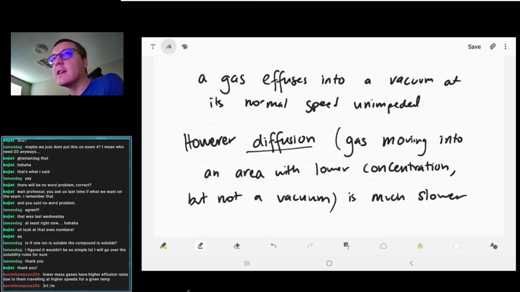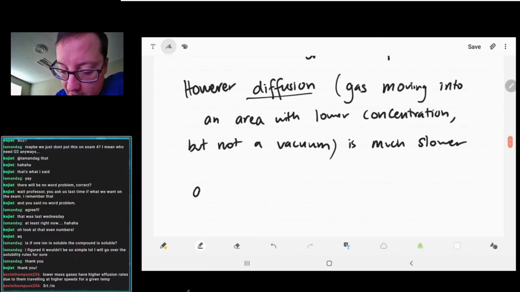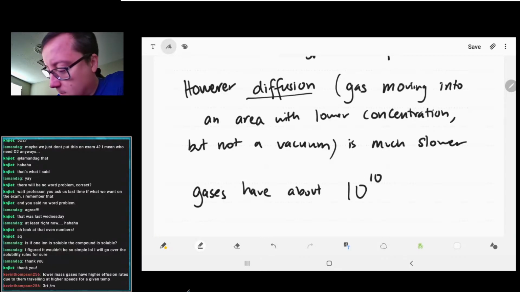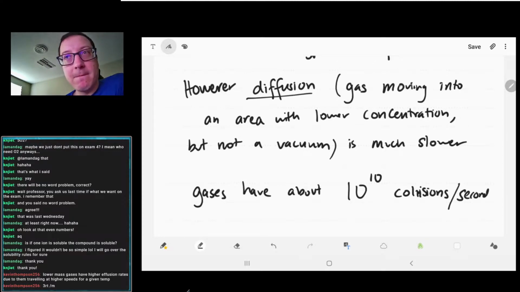It's nice and easy. Diffusion, though, which is things just kind of spreading out into an area that is not completely empty, is a lot slower of a process. The reason for this is gases usually will have about 10 to the 10 collisions per second. That's a lot of collisions, right? That is 10 billion collisions per second.